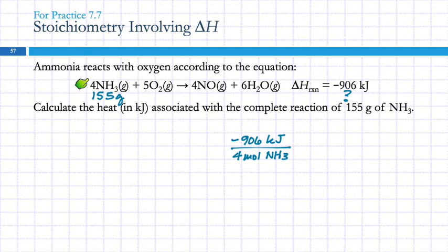I picked ammonia because that's what I have information about. If they gave me a mass of oxygen, then I'd look at minus 906 per 5 moles of oxygen. But I have no idea how much oxygen is there. I have this much ammonia, so I need to find out how many moles of ammonia is that mass. So this is stoichiometry, right? It says so right up there. And where do we start with stoichiometry? Grams to moles to moles to grams.